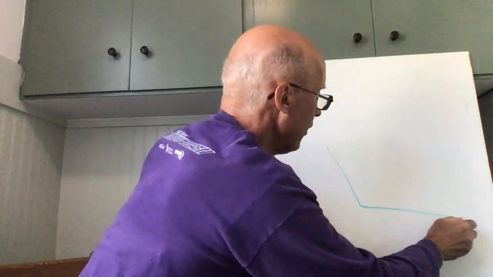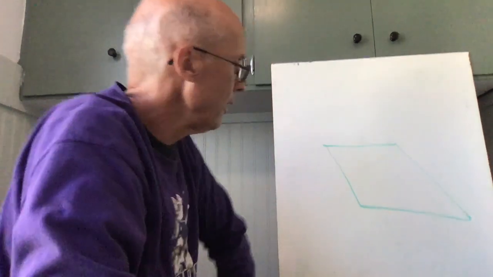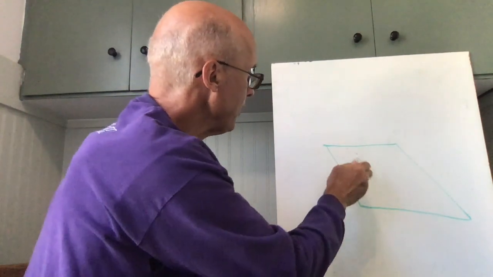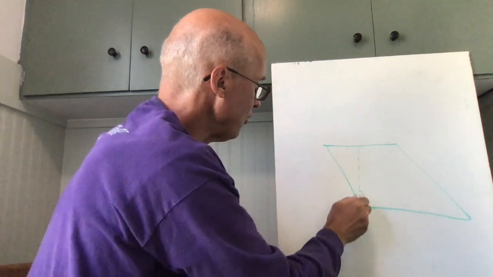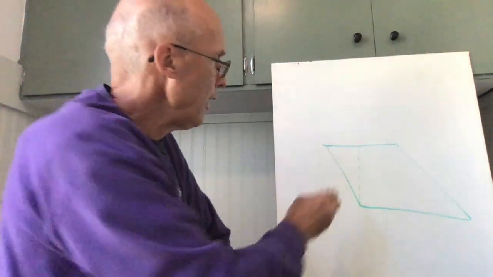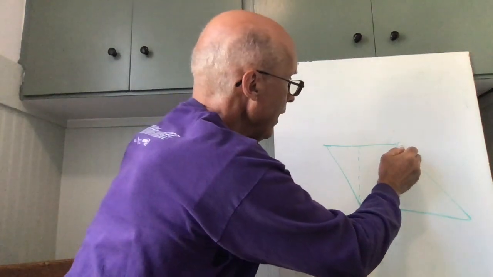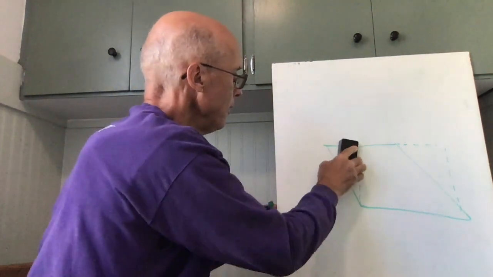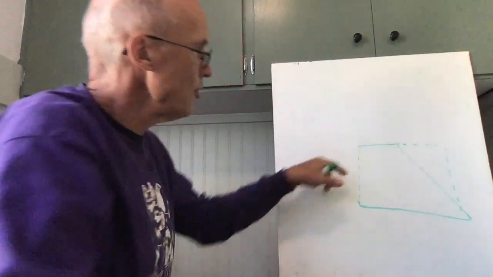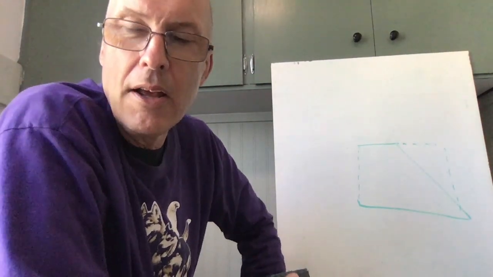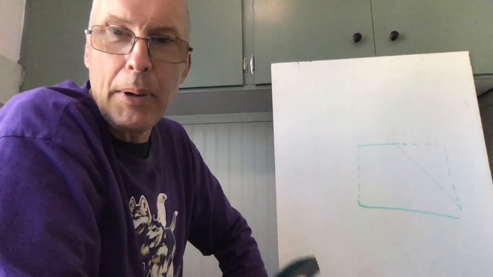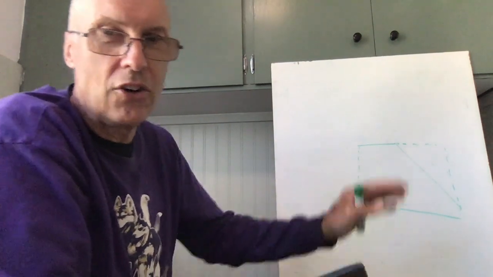So you've got a parallelogram, and if you know that these sides are parallel and these are parallel, then if you look at it close, you could cut off that piece and slide it over here and add it in right there. If you did that, you just have a simple rectangle. So a parallelogram is really just a rectangle smooshed over.